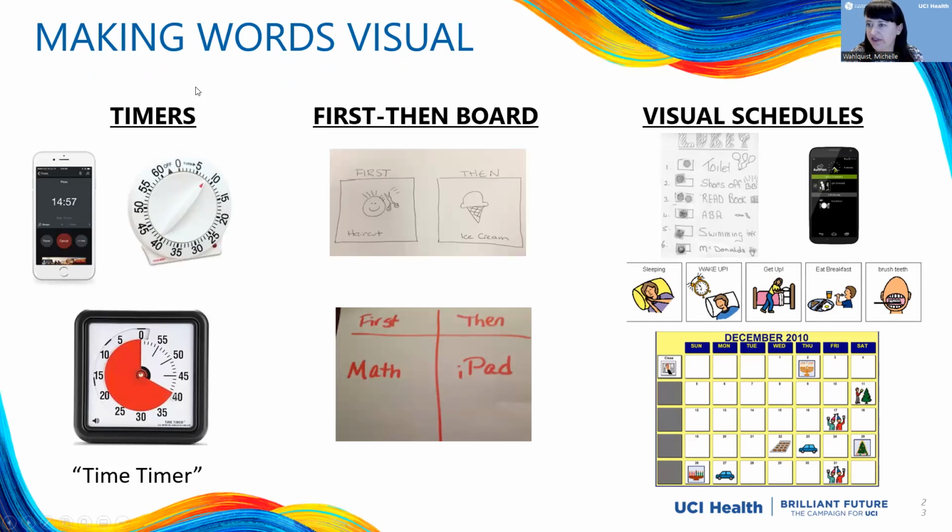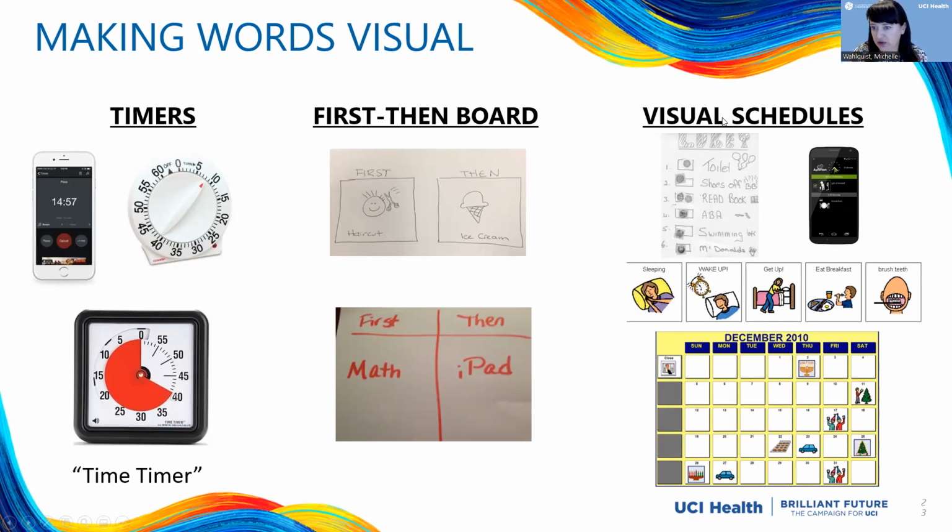So if you say dinner's in 5 minutes, a child with autism is going to think that means dinner is never, right? What is 5 minutes? I have no idea what 5 minutes is, but if you show me what 5 minutes is on a timer, then I have a better idea of what you're talking about and less likely to have a tantrum. First then boards are very, very helpful. First, we get our haircut and then we're going to go get ice cream, or first you do your math and then we can get your iPad. And you can see these are just hand drawn. It doesn't have to be fancy.